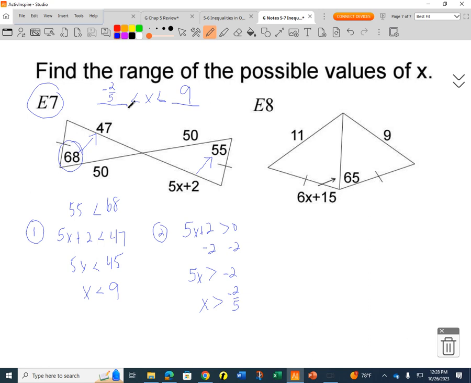Any questions on number 7? Phoenix, why are you facing that way, Ben? Let's not turn back around that way.